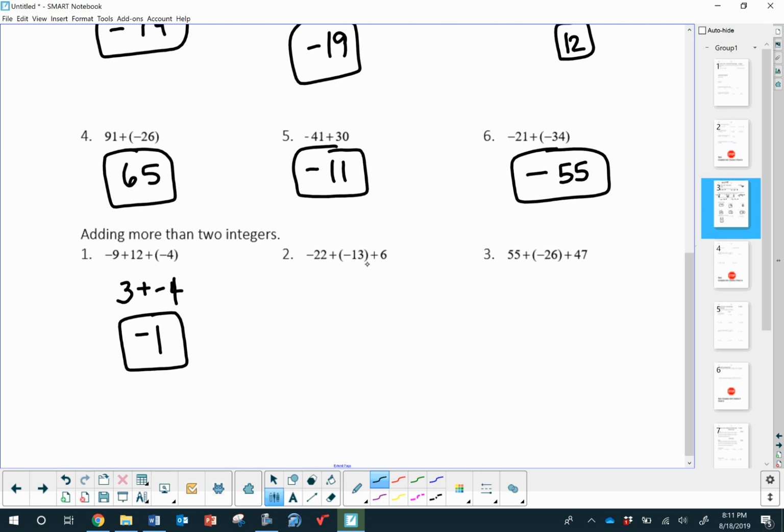Negative 22 plus negative 13, they have the same signs. My answer is negative 35 plus 6. Subtract, take the sign of the larger, 29, negative. 55 plus negative 26 plus 47. I'm going to have you try that one on your own, but again, if you have any questions, please be sure and ask your teacher.